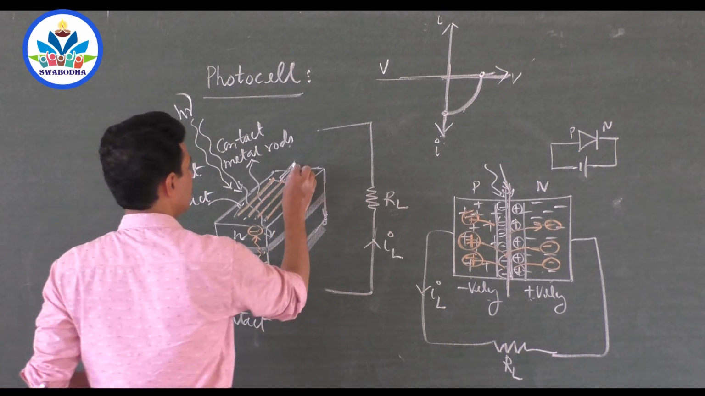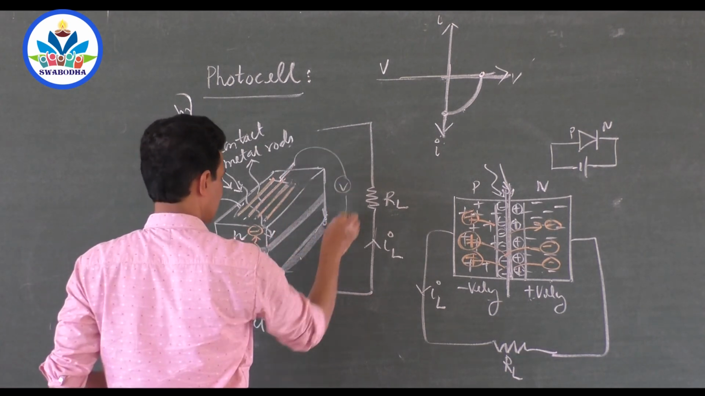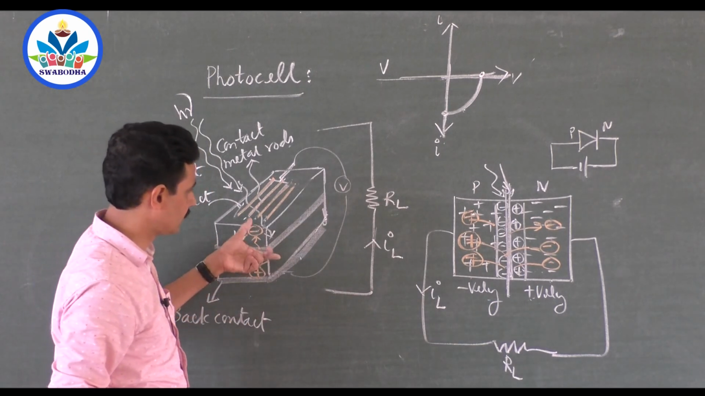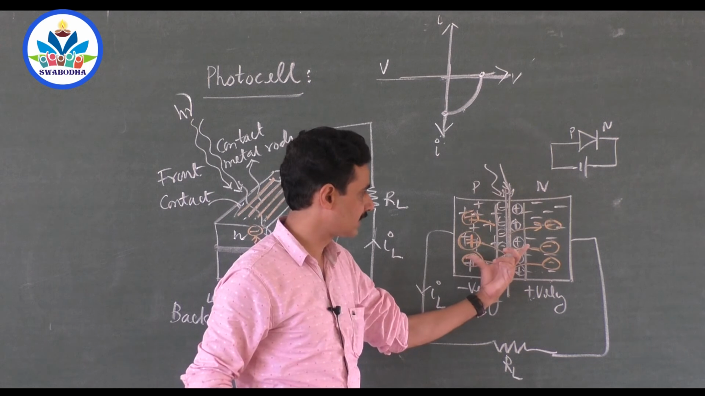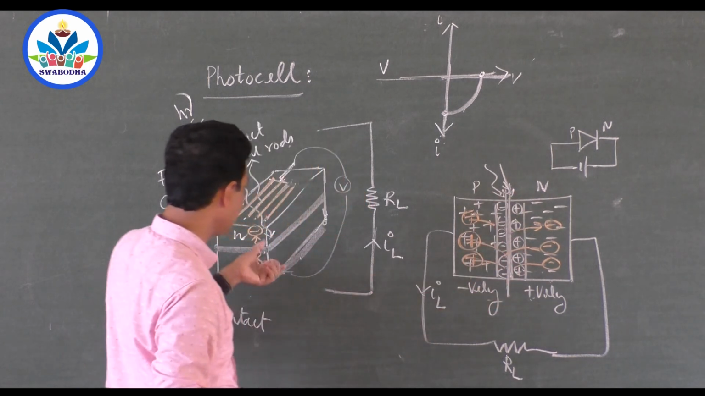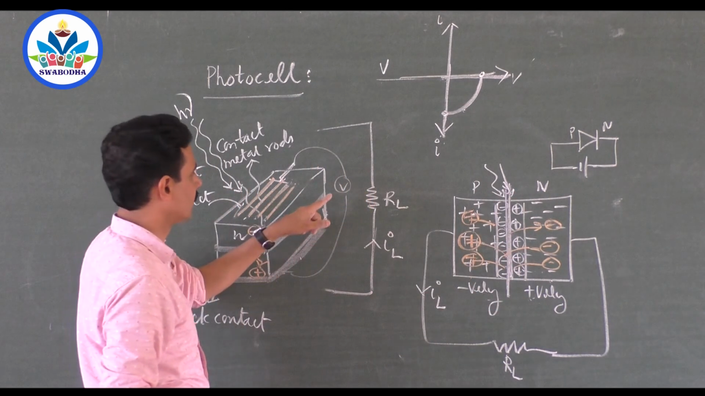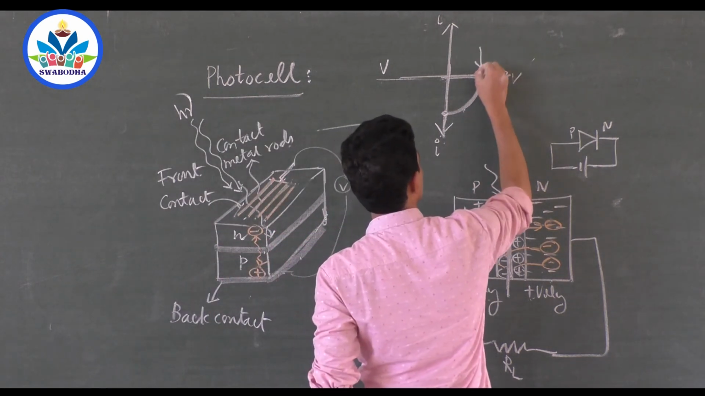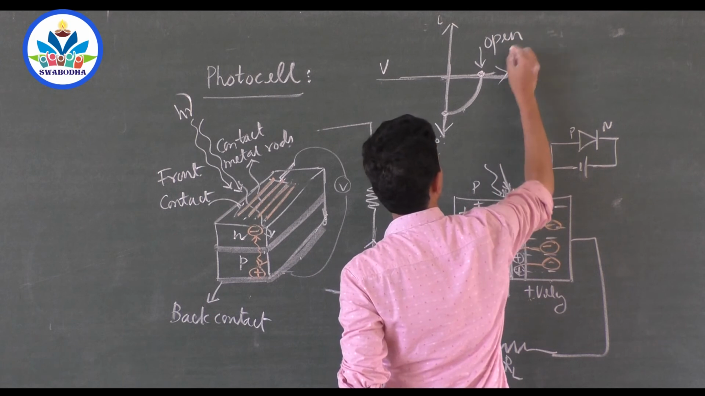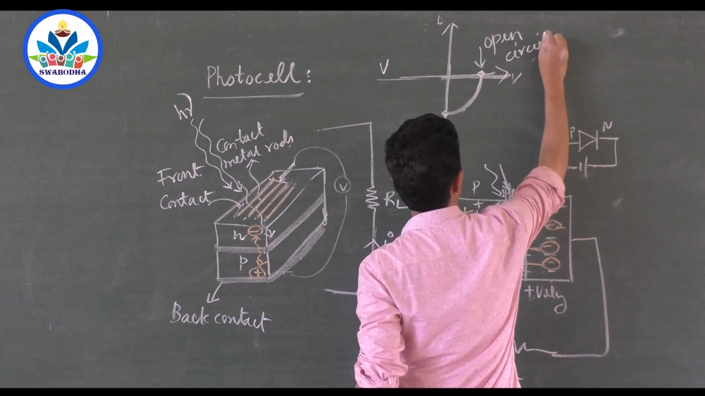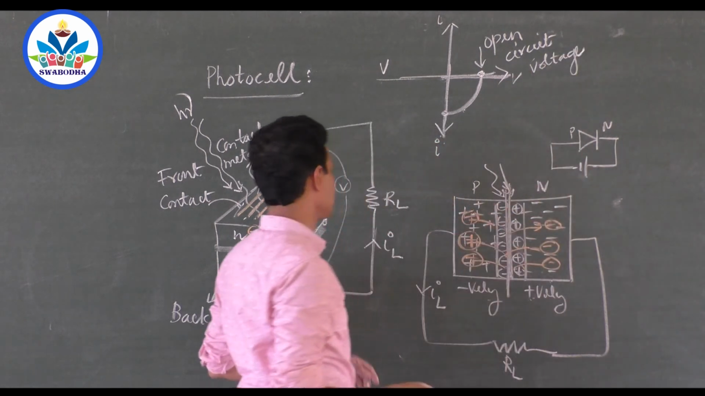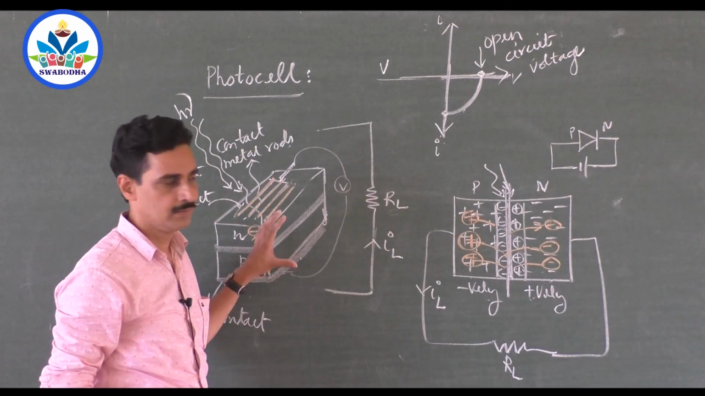If you connect a voltmeter across this, you will get the voltage across it. Whatever EMF is generated by the movement of electrons and holes, generation and suppression, that EMF will be available. This is called open circuit voltage, the full potential difference available across the cell.